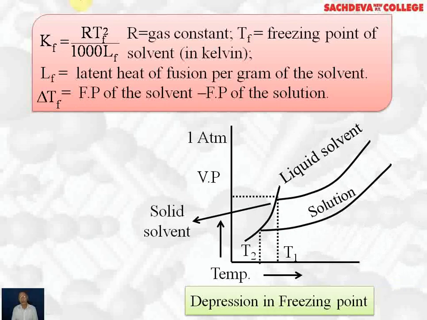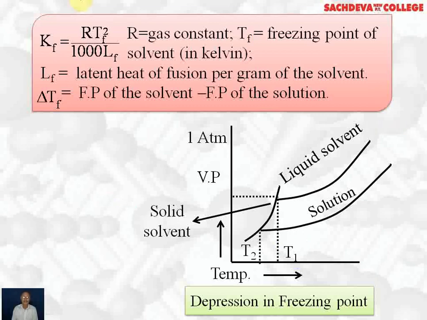Now we are going to plot the graph between temperature and vapor pressure. See the two curves, they are meeting at temperature T1. So T1 is the temperature at which solid solvent and liquid solvent coexist.